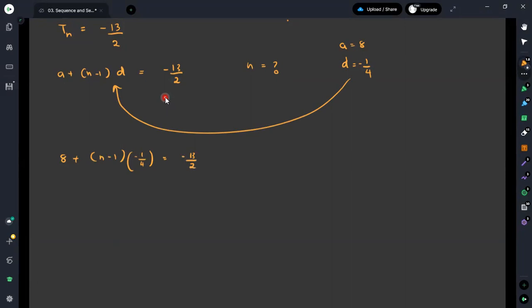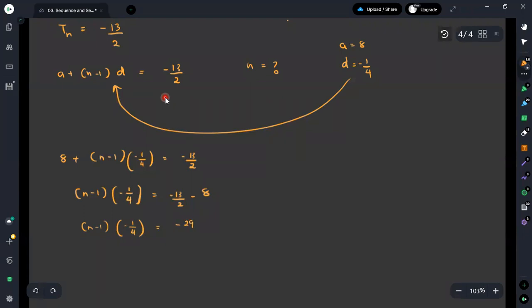Then by taking this A to the right hand side, you will get n minus 1 times minus 1/4 equals minus 13 over 2 minus 8. Once you perform the calculation, you will get it as minus 13 minus 16 over 2, and here you will get minus 29 over 2.